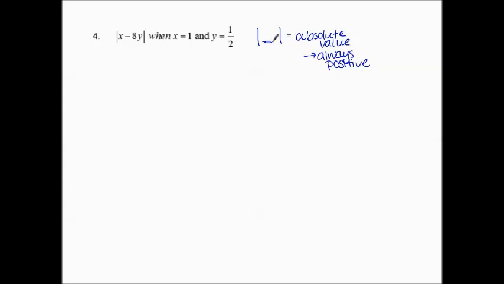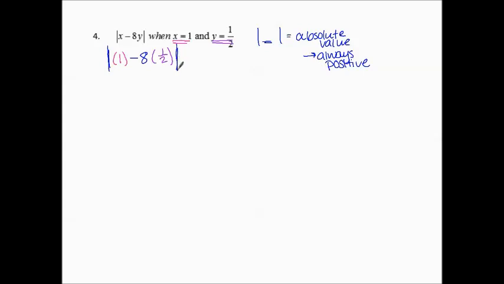So let's do the same thing here. I have the absolute value of my x is 1, so I'm going to put 1 in for x, minus 8, and I'm going to put 1/2 in for y, and then my other absolute value bar. They're kind of longer bars than your equation, than your expression there.